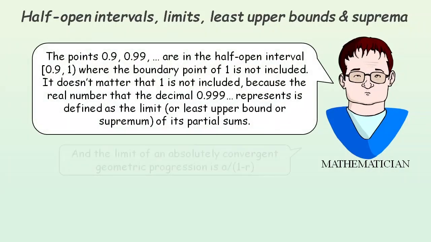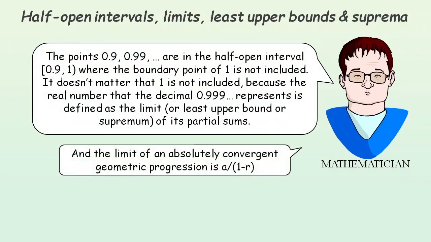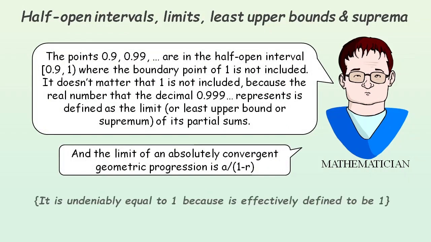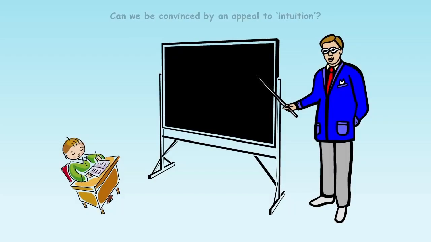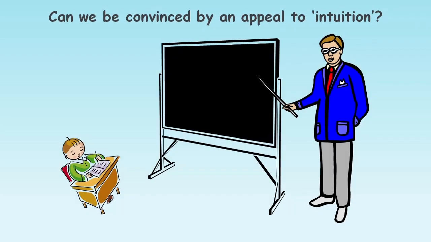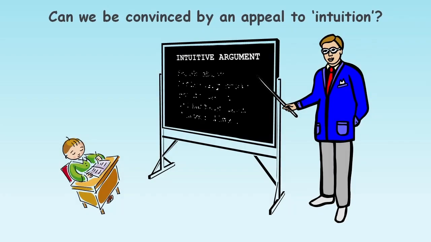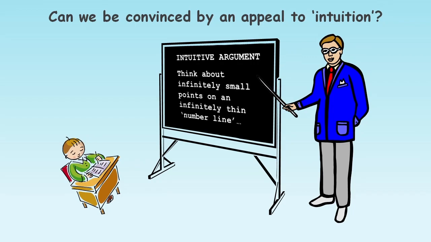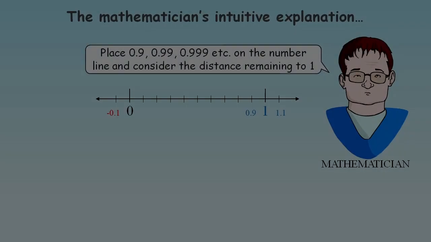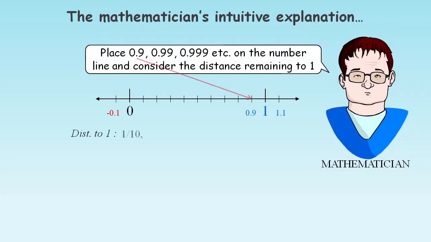And so if you encounter a clever sounding argument that relies on the expression for the sum of a geometric series, bear in mind that it is little more than a proof by definition. Next, we have what's called the intuitive explanation, in which the partial sums are placed on the number line one by one, and we consider what distance remains to the point corresponding to the value 1.